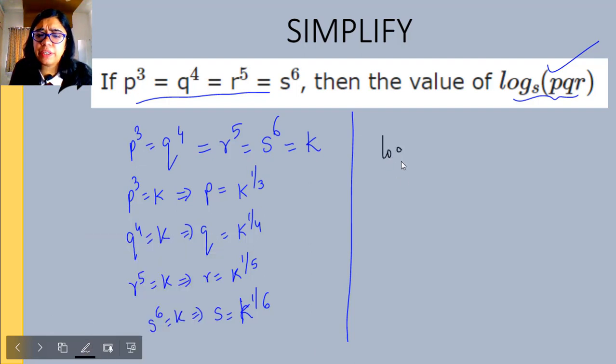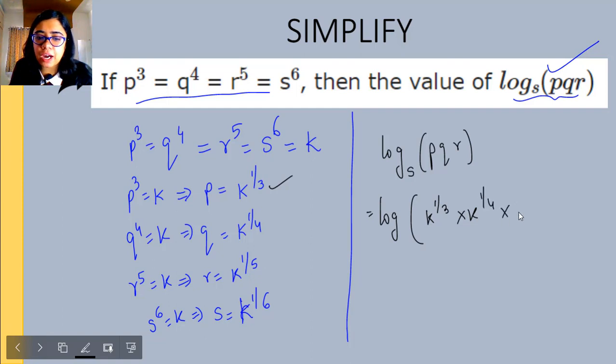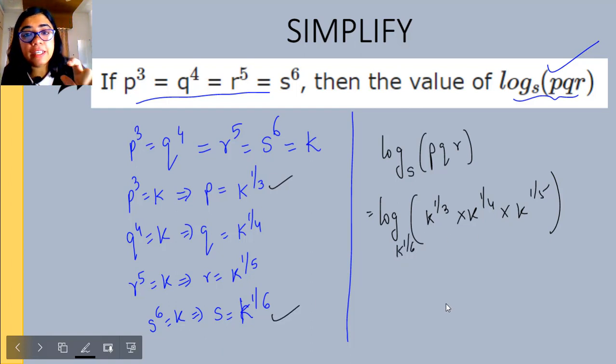Now you want log of pqr to the base s. So log of p can be written as what? p is k raised to 1 by 3. q is k raised to 1 by 4. r is k raised to 1 by 5. To the base what? To the base s, which is k raised to 1 by 6. What is the advantage? Everything got accumulated in terms of k.